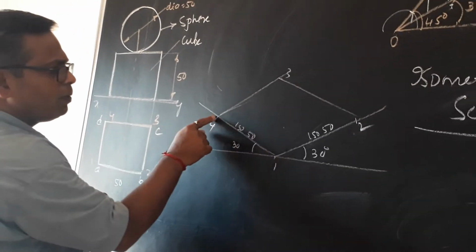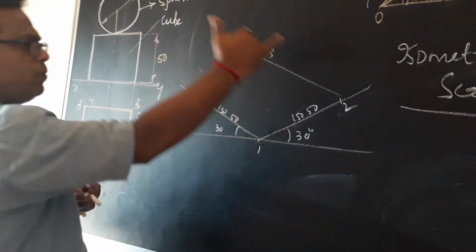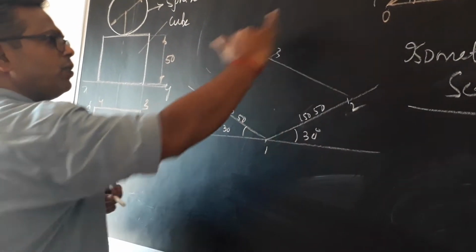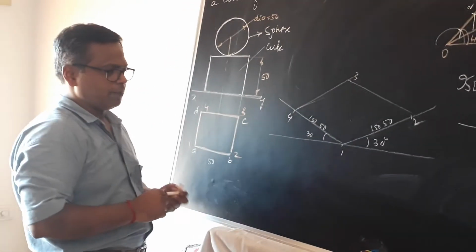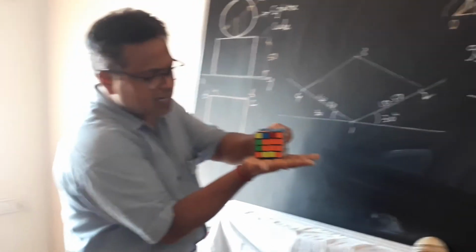Very simple. After marking 1, 2 and 4, from 2 draw a 30 degree line, from 4 you draw a 30 degree line parallel to this. I got the square and the rhombus in isometric projection. That means this part is completed.